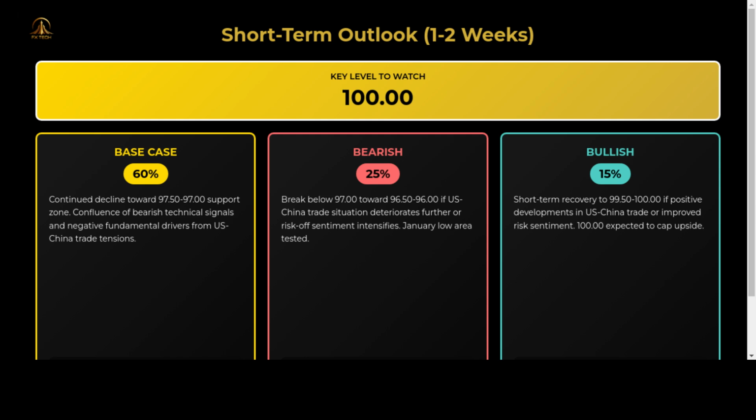The bearish scenario, with a 25% probability, envisions a break below 97.00 toward 96.50 to 96.00 if trade tensions deteriorate further or risk-off sentiment intensifies. The bullish scenario, with only a 15% probability, would see a short-term recovery to 99.50 to 100.00 if positive trade developments emerge, though we expect 100.00 to cap any upside.